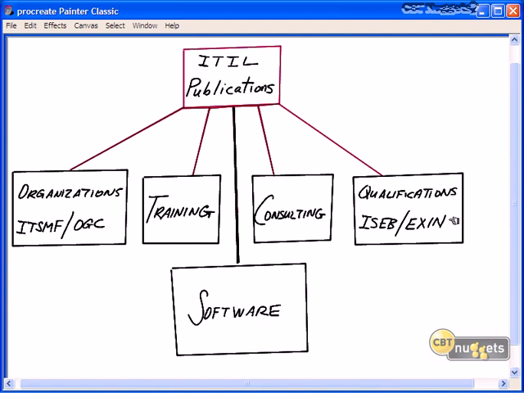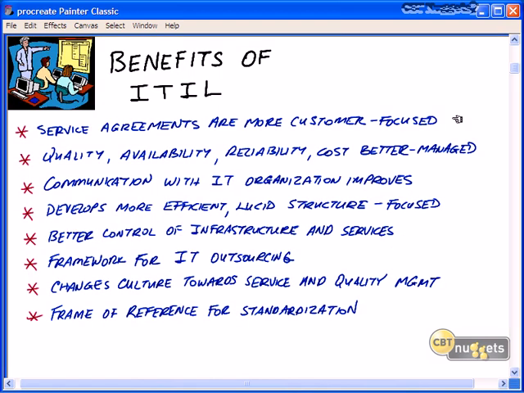Then, of course, various third-party vendors create different software solutions for implementation, design, management, and delivery of IT service management solutions. Finally, I want to lay out some of the benefits as well as disadvantages of basing your IT service management structure on the IT Infrastructure Library. Kind of some pros and cons. First of all, what are the pros?